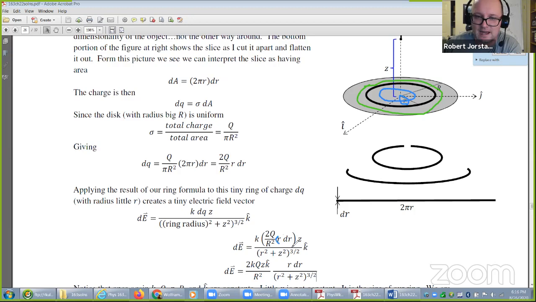Little r is not constant anymore. Notice it's got a dr. That's what's changing. So this is what's a little bit different. In the previous problem, we had a ring and we used d theta and the radius was constant. In this problem, the radius is what's changing because we're building a disk out of many rings of different radii. The radius changes now, not the angle.